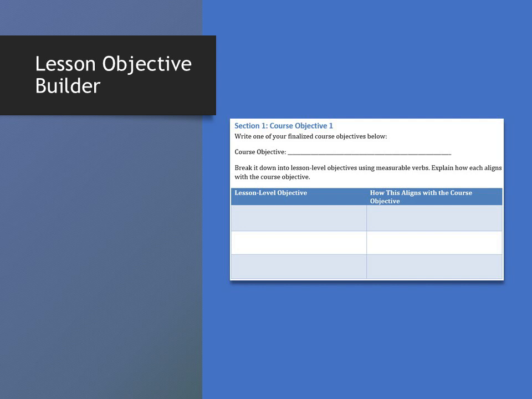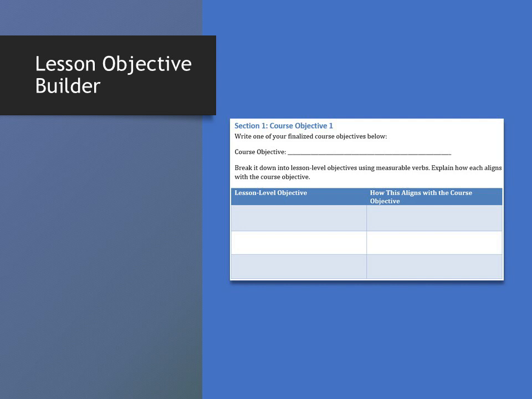You'll find a new worksheet called the Lesson Objective Builder. This worksheet has space for you to work through up to 4 of your course-level objectives. For each one, you'll write your course objective at the top, brainstorm lesson-level objectives underneath, and describe how each one aligns with the larger course goal.